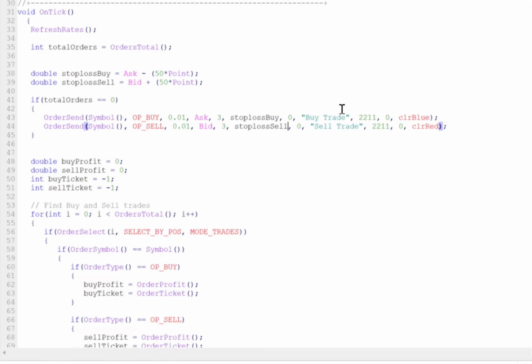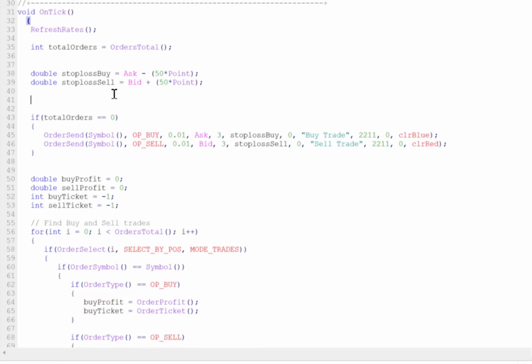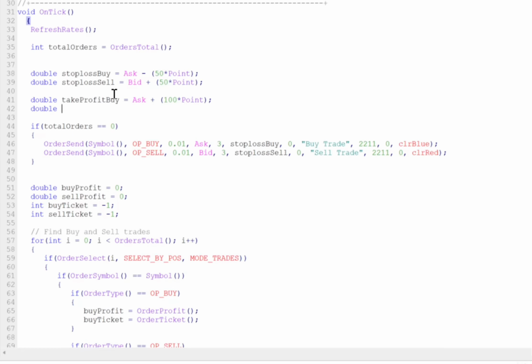And now for the take profit, for buy trades, take profit goes above the entry. That means take profit for buy, ask price plus we need to be at 100 points multiplied by a point. And for the sell trades, take profit goes below the entry. So basically, stop loss controls risk, take profit locks profit automatically.